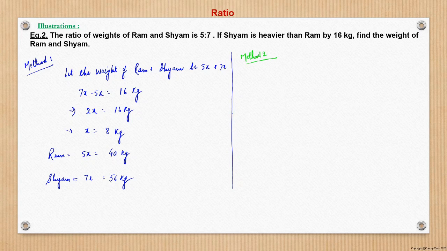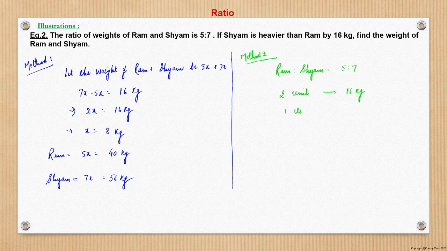Now method 2. We will use the ratio Ram is to Shyam, that ratio is given as 5 is to 7. So what does this mean? If Ram weighs 5 units, Shyam will weigh 7 units. So what is the difference between Ram and Shyam? That is 2 units. So 2 units is given by 16 kg.